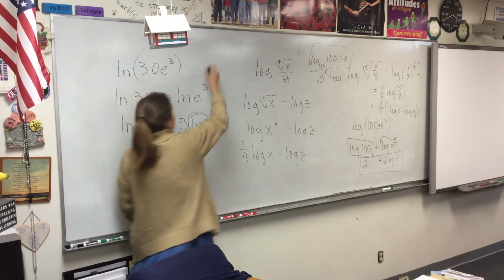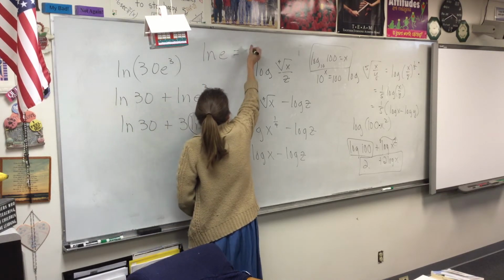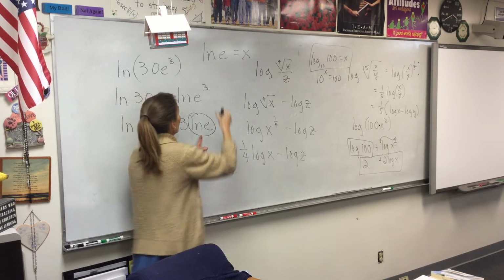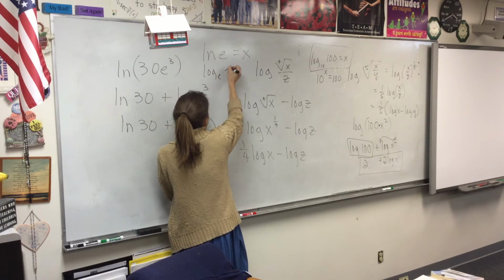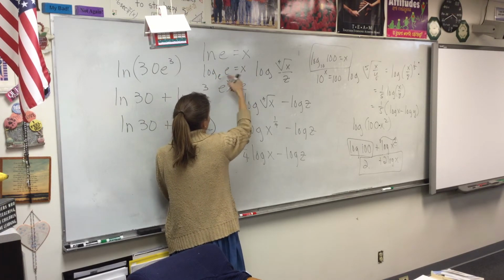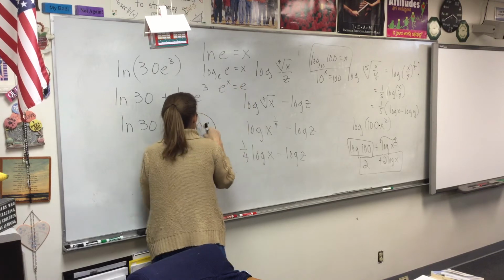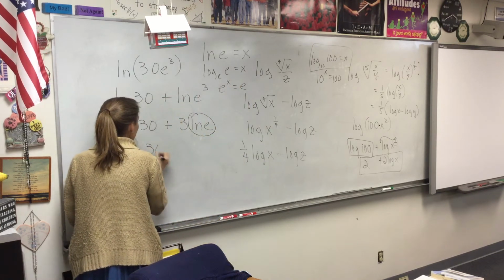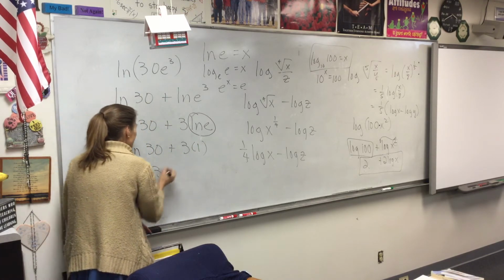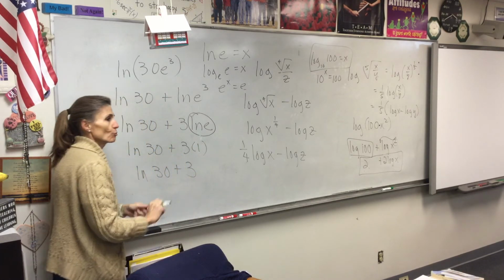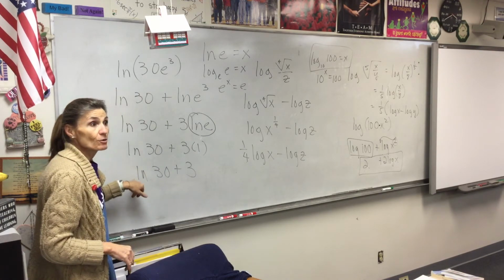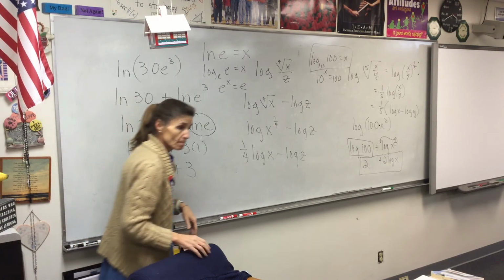ln e. What does that equal? Right there, just that. Log base e. So e to what power gives me e? 1. So that's 1. So I have ln 30 plus 3 times 1. ln 30 plus 3 is the final answer. The A plus answer.